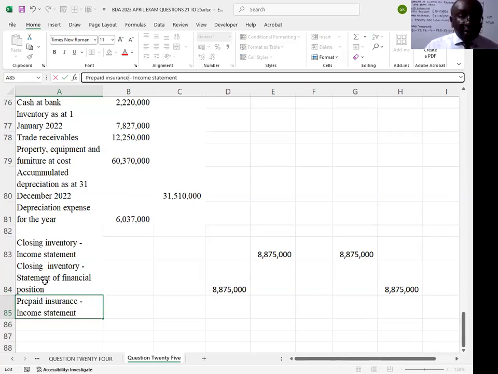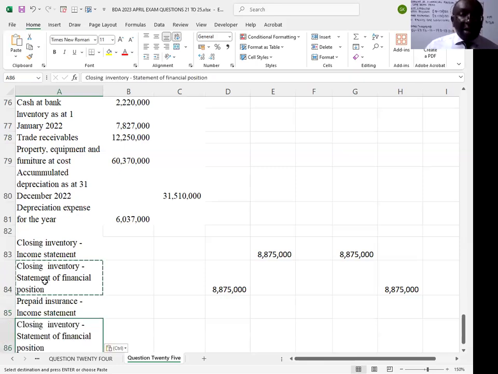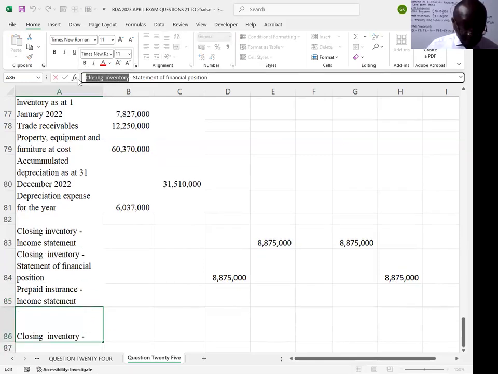I come and copy this other one, and I paste it here. And I also say the same, prepaid insurance.